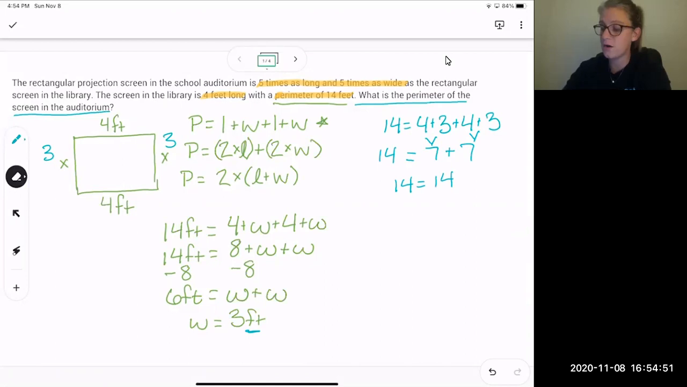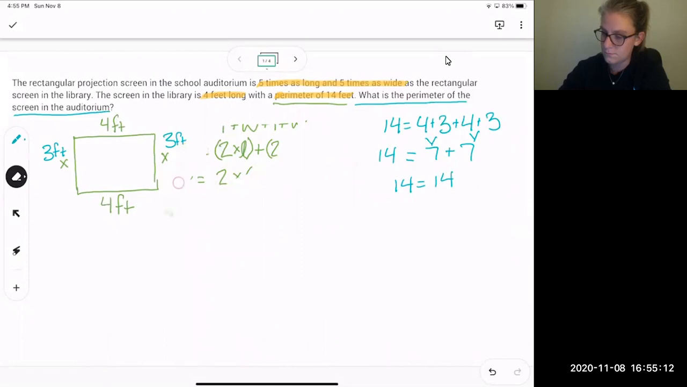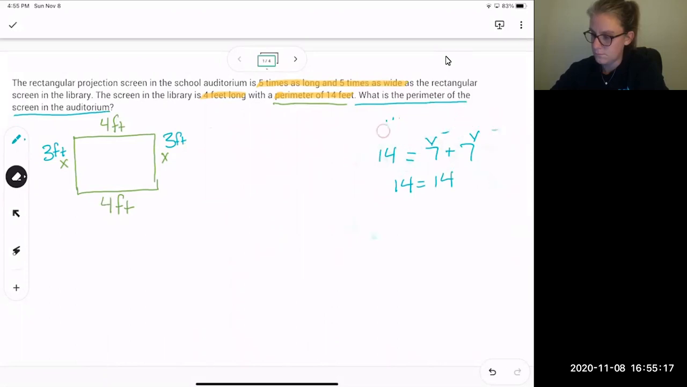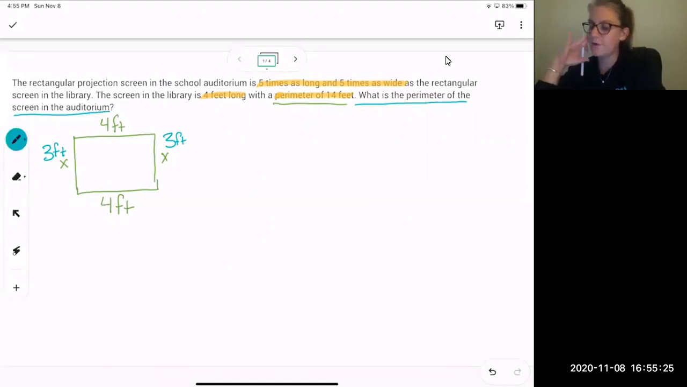So we know that our width is 3 feet. We know that our length is 4 feet because we figured it out and we checked our work. Okay, so now we have to figure out what the perimeter of the screen in the auditorium is.